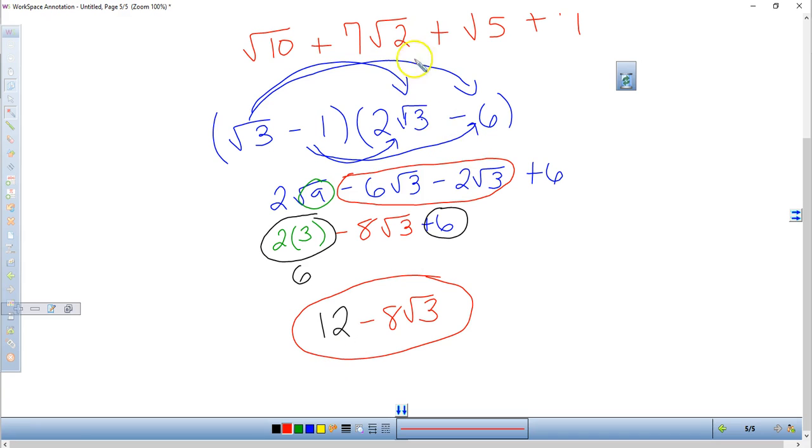Okay? But notice this is not a difficult process. Distributive property, simplify, combine like terms. That's all that we're doing. So we have distribute, simplify, and then combine like terms. All right.